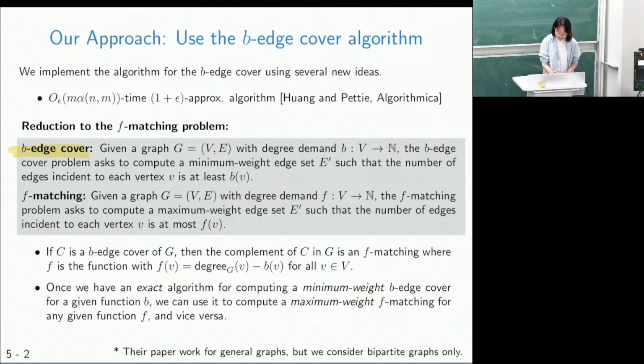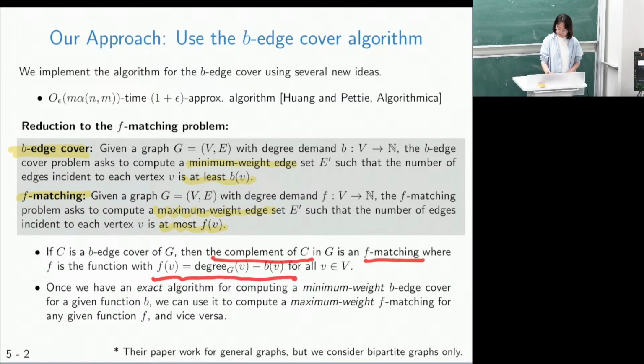In the B-edge cover problem, we have a degree lower bound, and we want to minimize the total weight. On the other hand, in the F-matching problem, we are given a graph and a degree demand, but here we want to compute the maximum weight edge set, and we have a degree upper bound. So using a simple argument, you can show that if C is a B-edge cover of the graph, then the complement of C is an F-matching.